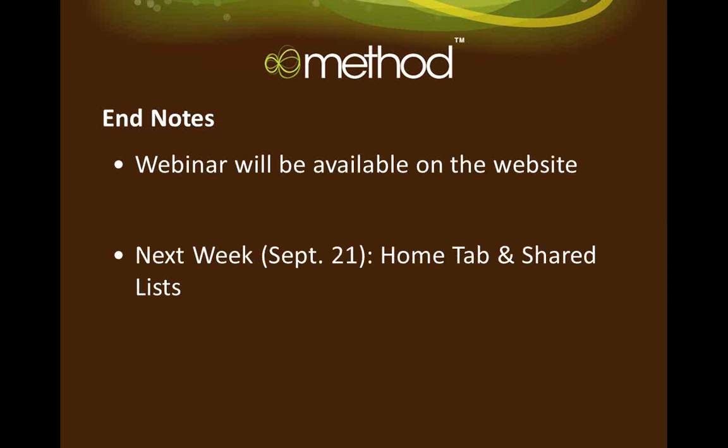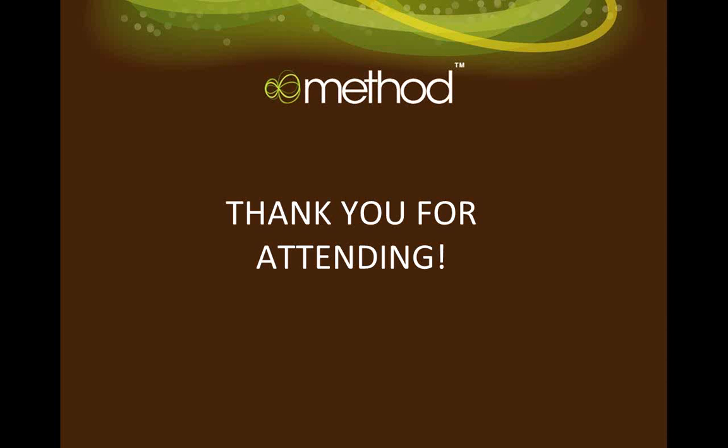Again, the webinar will be available on the website shortly. And next week, as I mentioned, on Wednesday, same time, we will be covering the Home tab and Shared Lists. So Shared Lists, again, just to remind you, is your way to create permission settings between each and every pair of users in Method. So for example, if you wanted user A to not see user B's data, but user B can actually see user A's, then you can set that kind of relationship up. So if you're interested in that, join us next week.